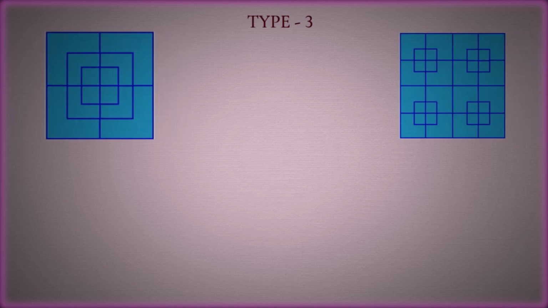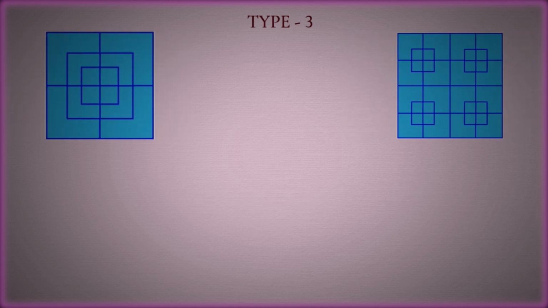Here we go. Count the total number of possible squares in these two figures. Pause the video right now to give it a try by yourself. When you're ready, come back again. So, did you get the answer? If not, let's see how it's solved.